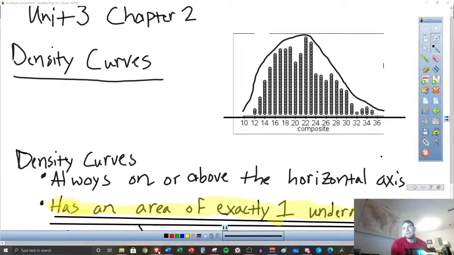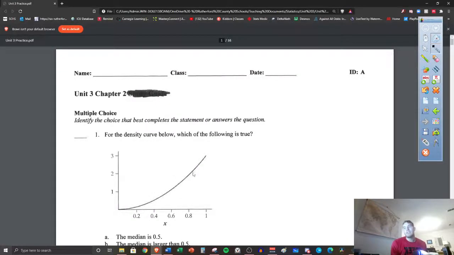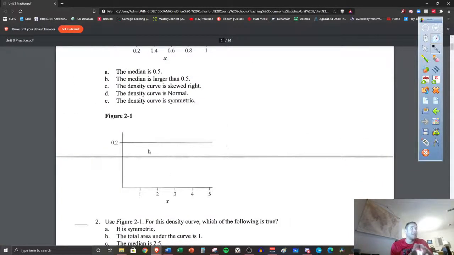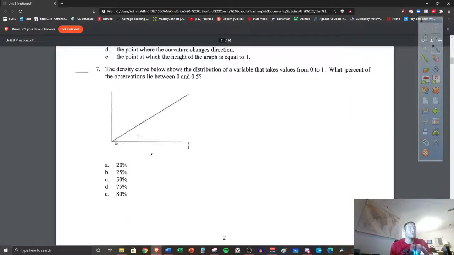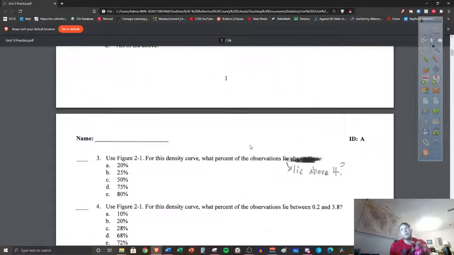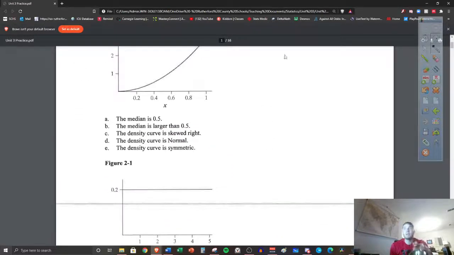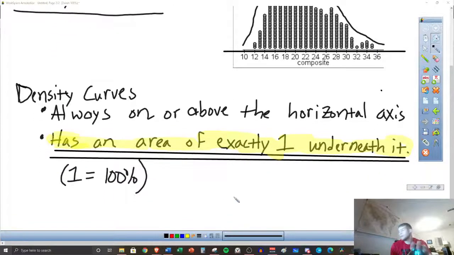So if we look at our study guide or this practice sheet here, here we have a density curve. The area underneath it is 1. Down below, this is a flat line. We would call this uniform. The area underneath this is 1. If I keep going, here's a density curve. It's just a straight line. The area underneath it is 1. We're going to be looking at all different types of density curves through this chapter, but questions 1 through 7 on here are the beginning stages of density curves for us.